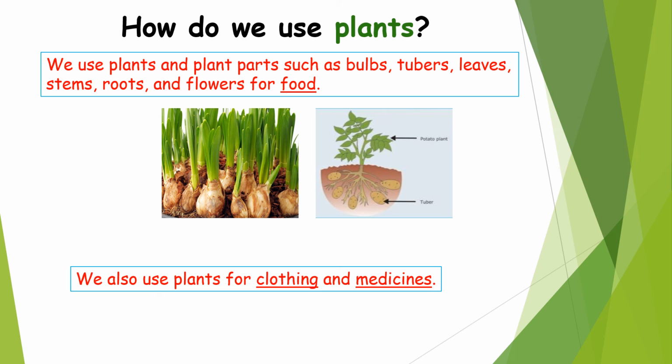Now, why do we use plants, or how do we use them? We use plants and plant parts such as bulbs, tubers, leaves, stems, roots, and flowers for food. These are the bulbs and these are the tubers. We also use plants for clothing and medicines.